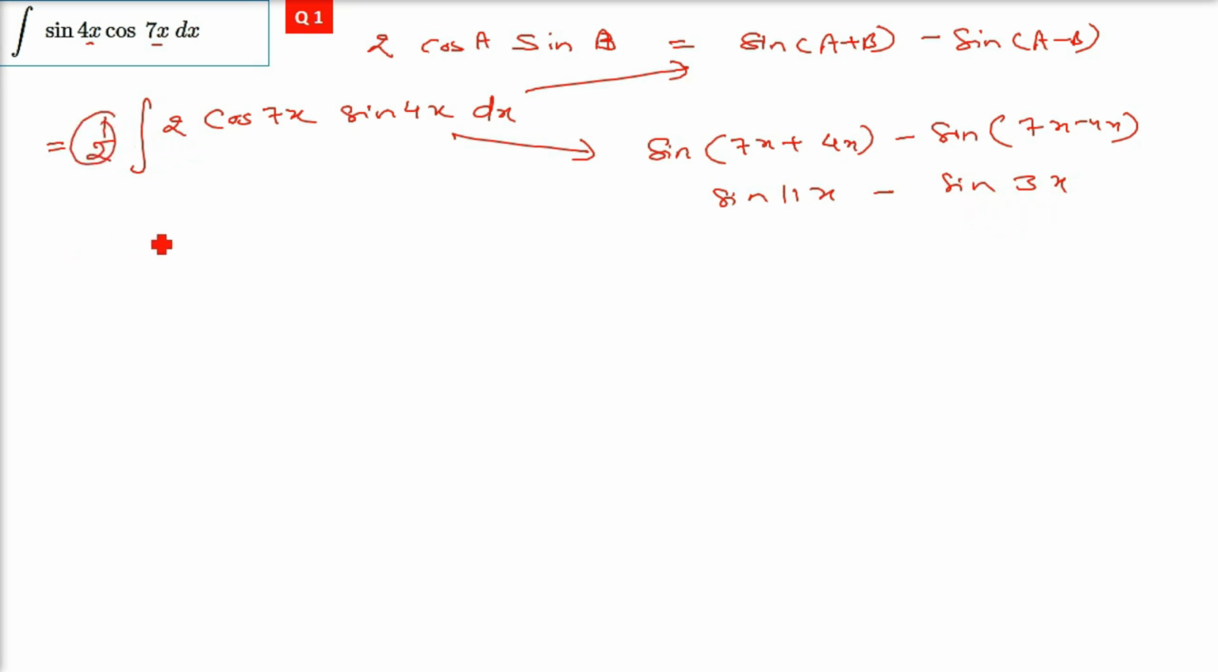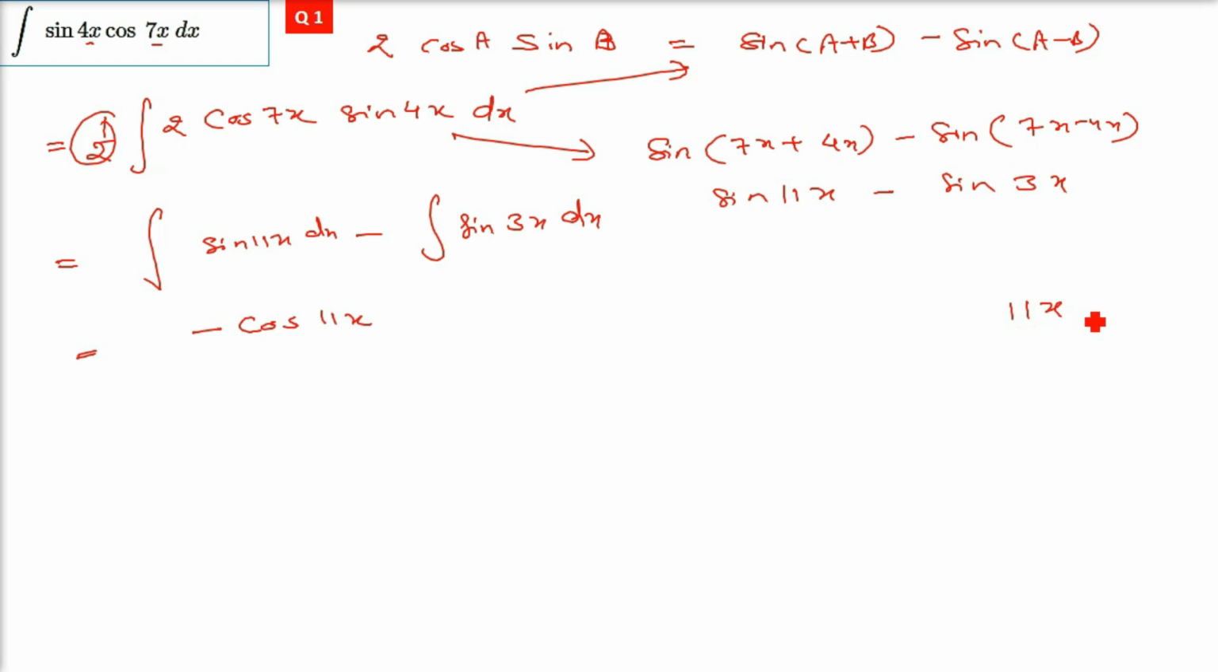The half we are going to deal with later. Let me take these separately: sin 11x integration and then sin 3x integration, with respect to dx. What is the differentiation of cos x? Minus sin x. So the integration of sin x is minus cos x. Okay.